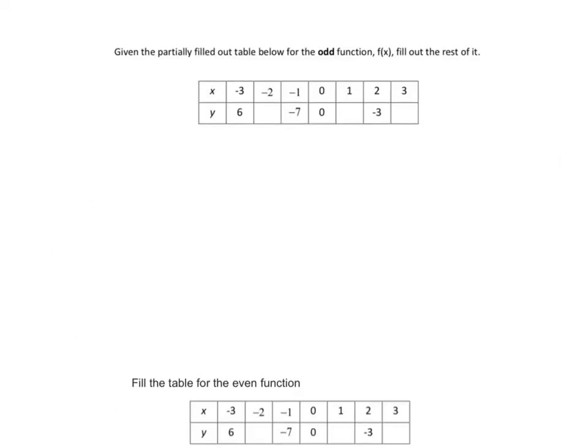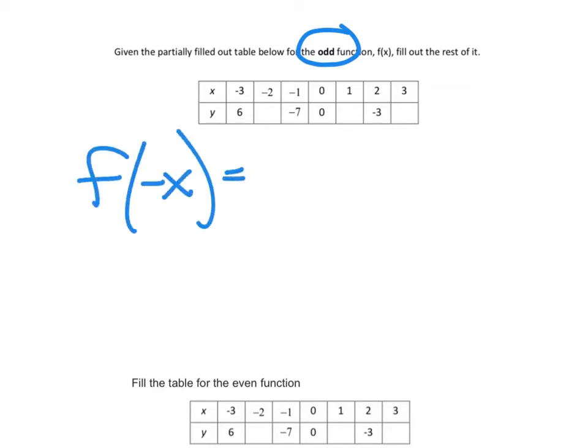All right, so go ahead and copy down this table here, and we will fill it out together. Given the partially filled out table below, for the odd function, fill out the rest. So again, that keyword is odd, and if you don't know the rule, this is pretty impossible to do. So remember, f of negative x, they both start the same way. If it's even, we get f of x, and if it's odd, we get, hopefully you've said it, negative f of x.